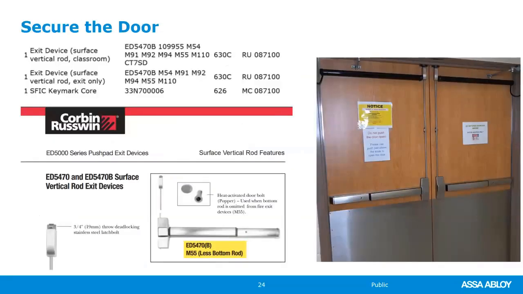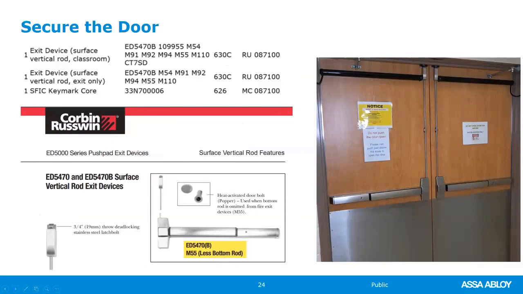The exit devices are surface vertical rod, less bottom rod. They are fire rated devices, so there is no mechanical dogging. There's trim on just the one leaf. That's why these are 2 separate lines. That's the only difference really between these 2 lines. There's a lot of suffixes. We'll take a look at each one of those individually.